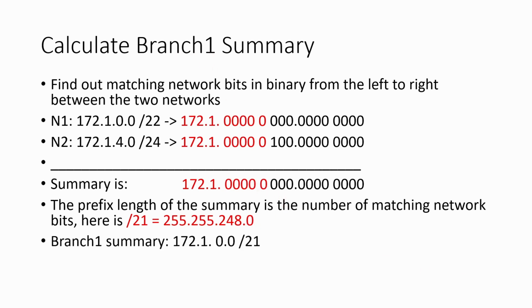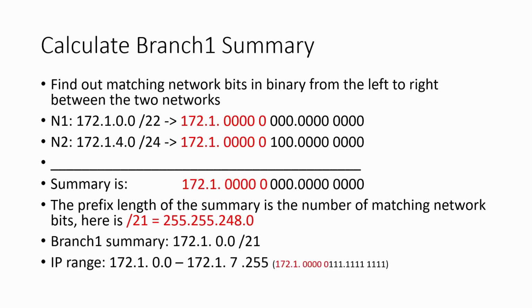Now we need to write down the IP range. It starts from all 0s in the host portion, going up to all 1s. That's the last IP in this summary range. That gives us the IP range used by branch 1, that is 172.1.0.0, all the way up to 172.1.7.255.